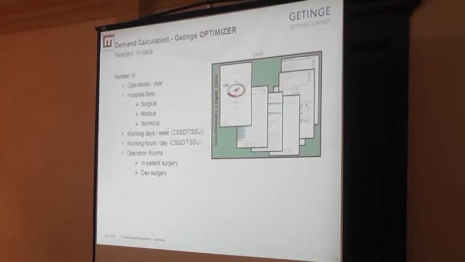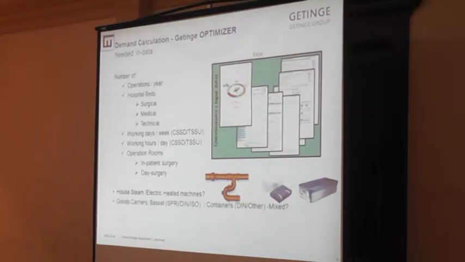Next page. So we need to know how much we work, hours and days, and how many operation rooms. How steam or electric, what kind of goods carrier, and reuse and dispose of them. Let's make it a sample.